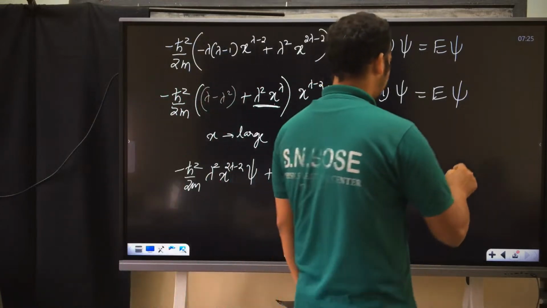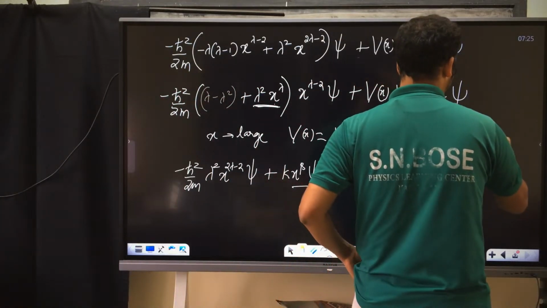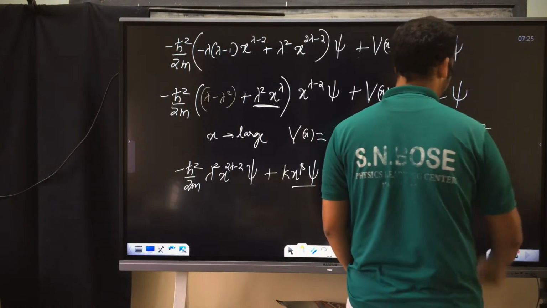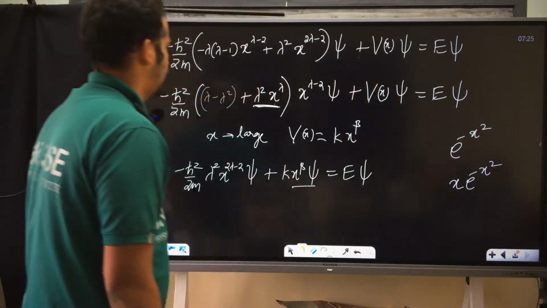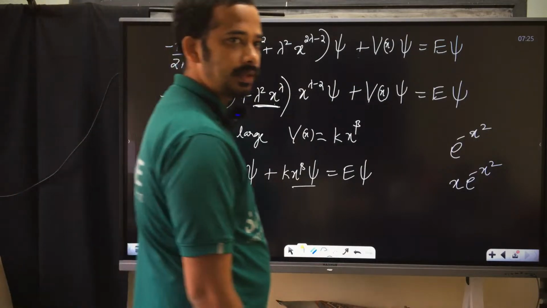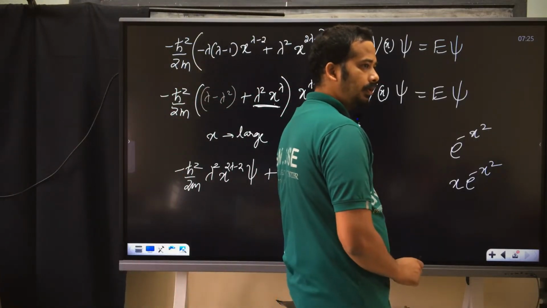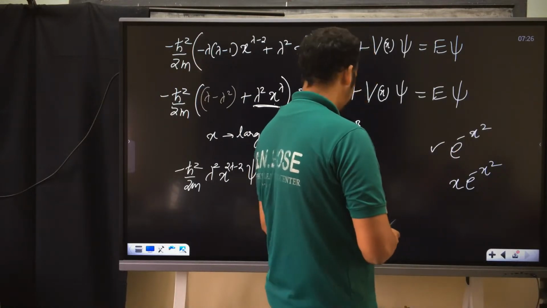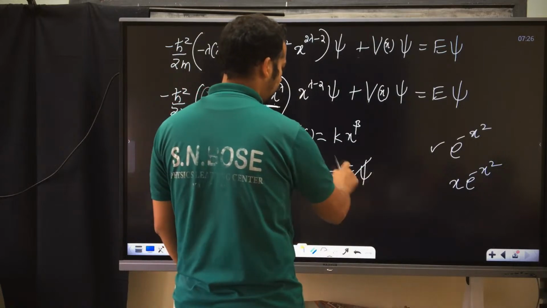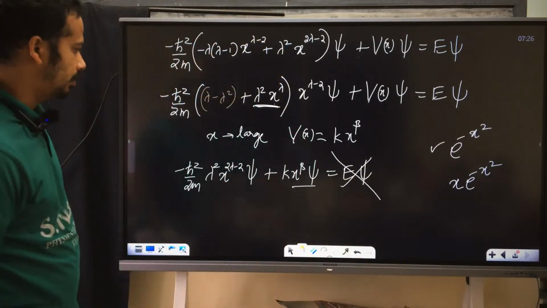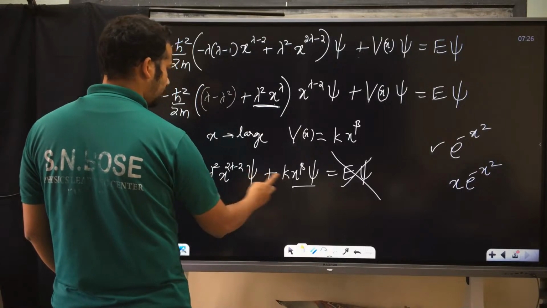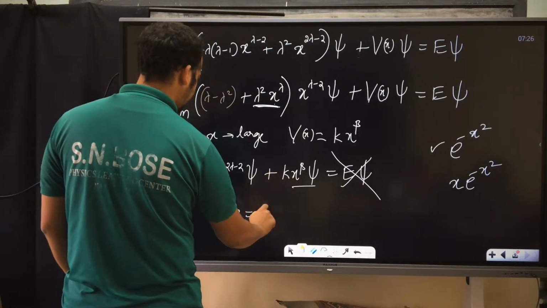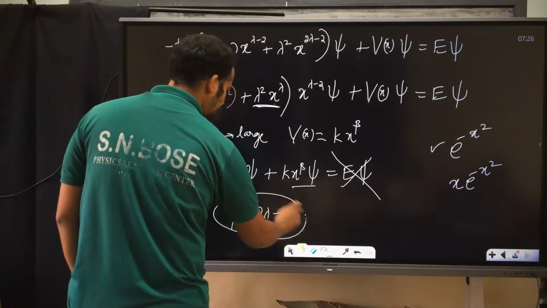Now you check. Suppose e power minus x square, and x e power minus x square. As x is larger, which one will go quickly to 0? This should go quickly to 0. Am I right? So that's why in that approximation, if I make this one 0, then when you compare these two, beta should be 2 lambda minus 2. Is this the answer?